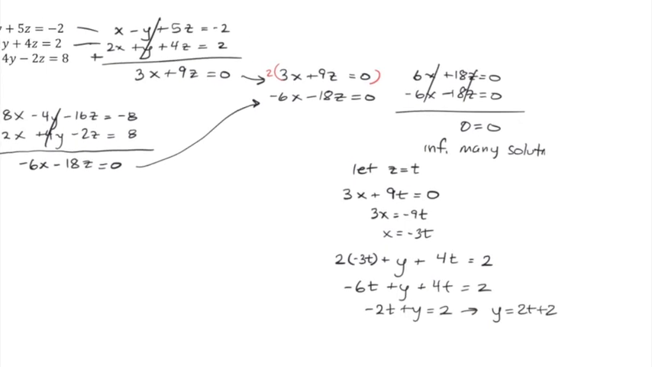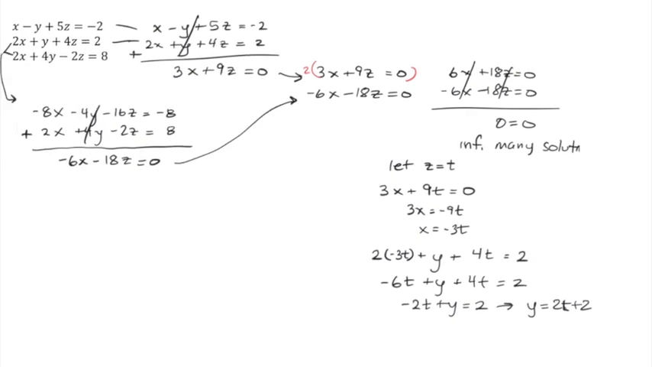So y is equal to 2t plus 2. So our solution in the form x, y, z now is x is negative 3t, y is 2t plus 2, and z is t.